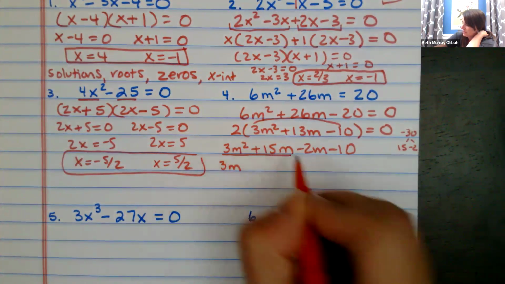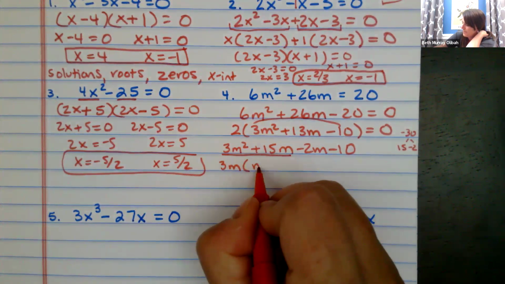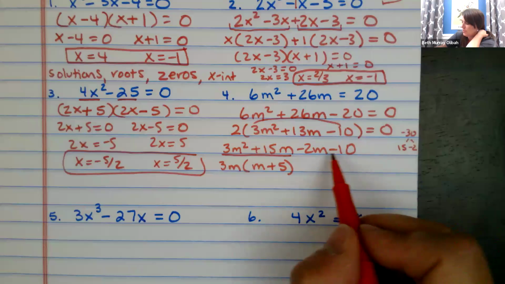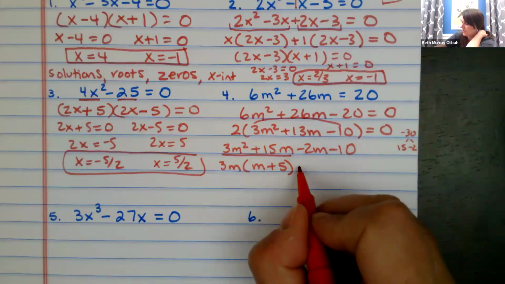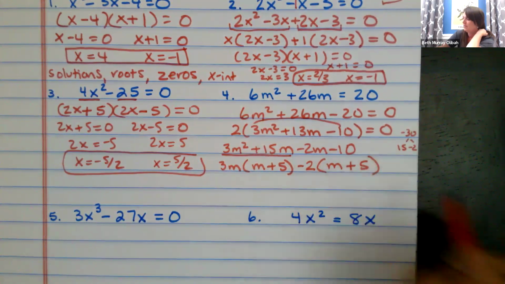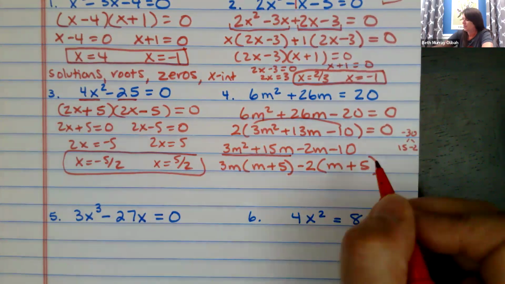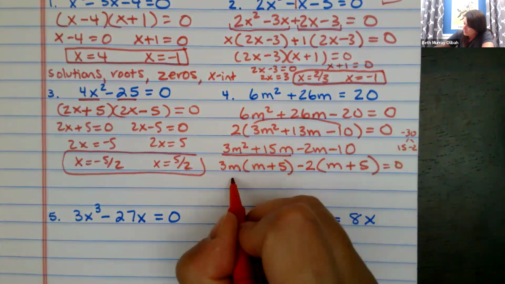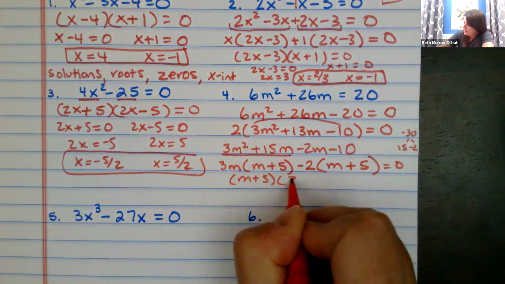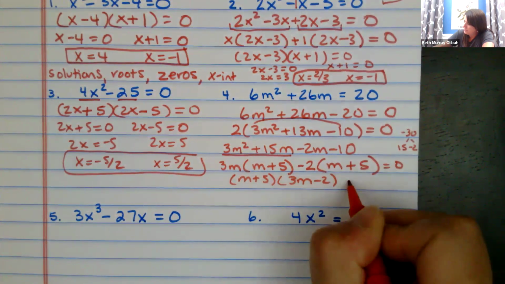So what can I take out of these two? 3m. What could I take out of these two? I could take a 2 out, but then they'd both be negative. So I'm going to take out a -2. So hopefully things will match, which they do. So final answer as far as the factoring is m plus 5 and 3m minus 2.